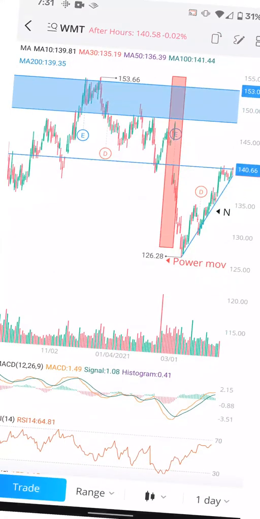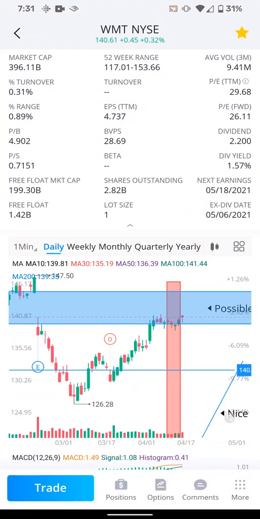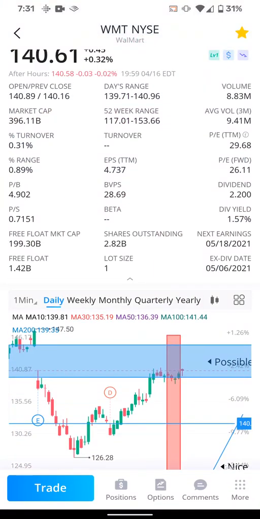So remember, I said the average volume is at about 10 million at 9 point something, right? Was it 9 point something? Just to make sure real quick. Yep, 9.41. Let's just say 10 million. The average volume is at 10 million.